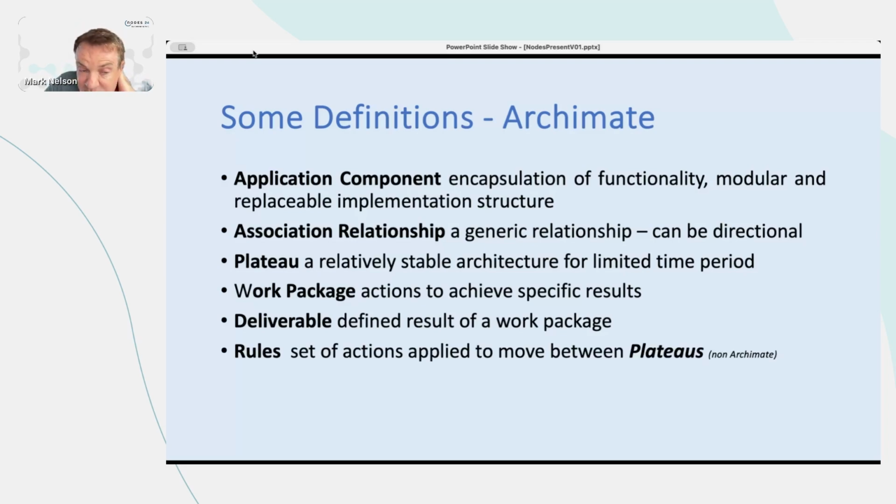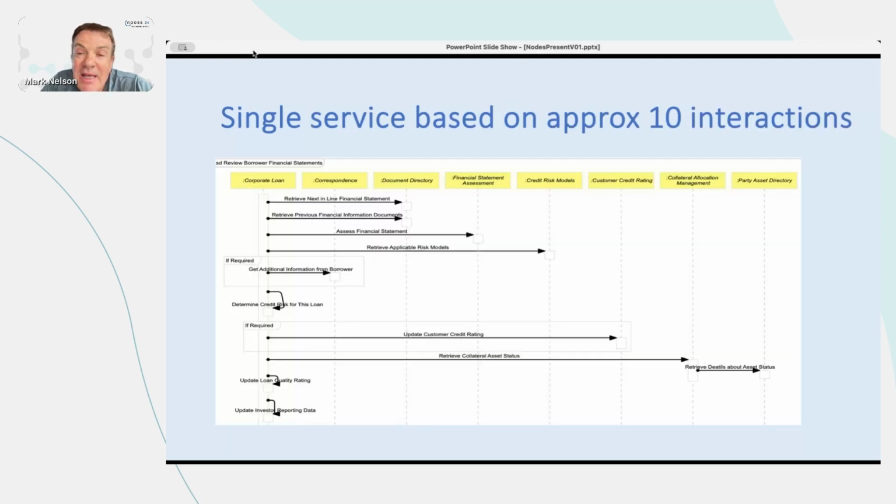And then the rules. This is not part of Archimate. This is what's being modeled in Neo4j. These are the set of actions to be applied from one plateau to get to the next. Okay, so if all the documentation in an enterprise looked like this, the world would be great.